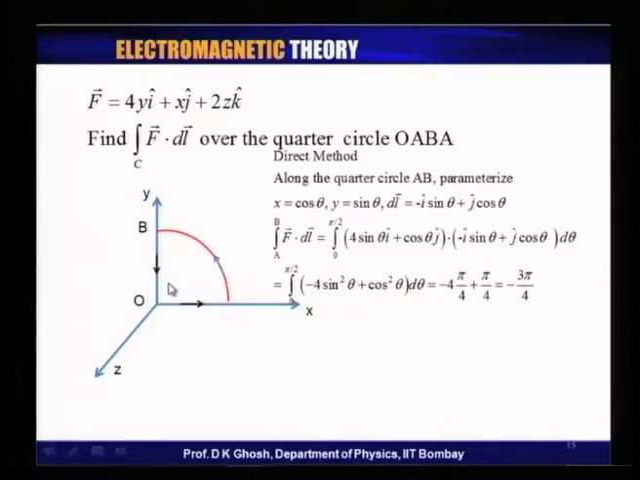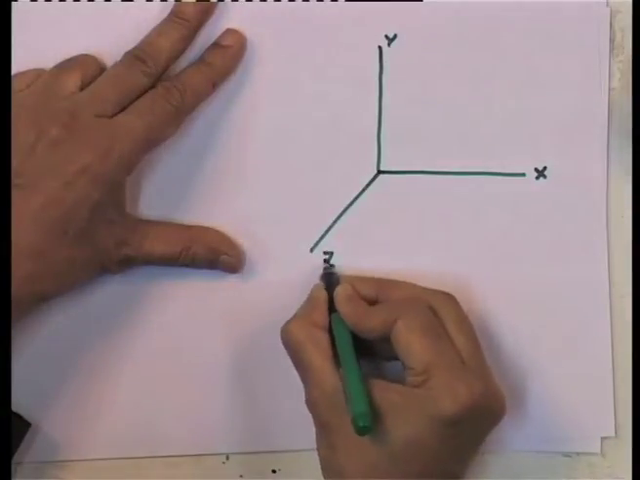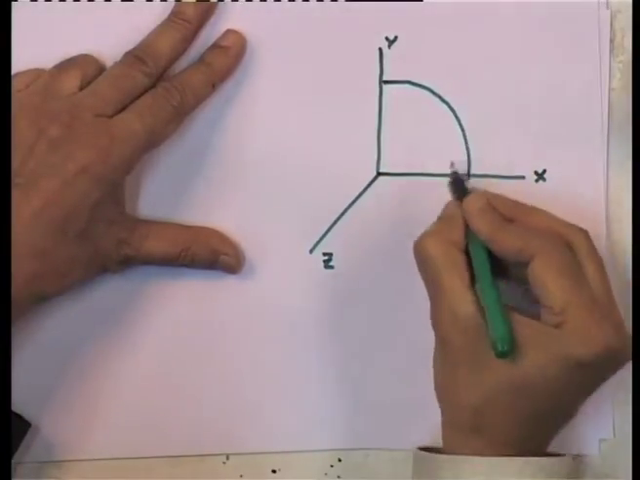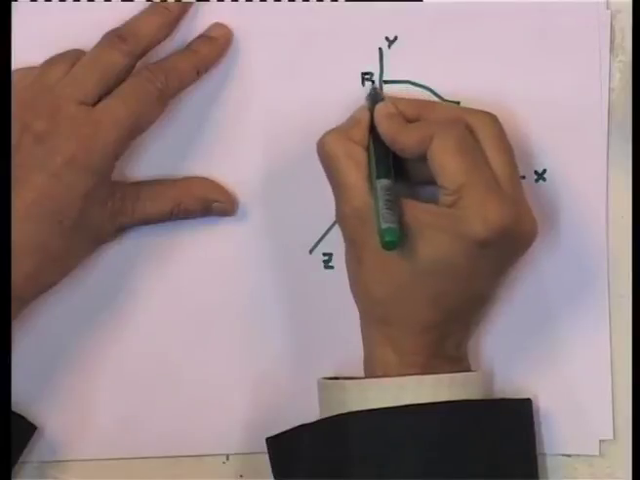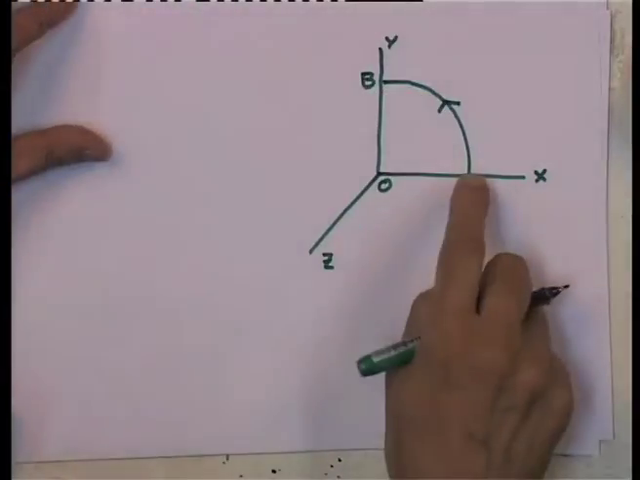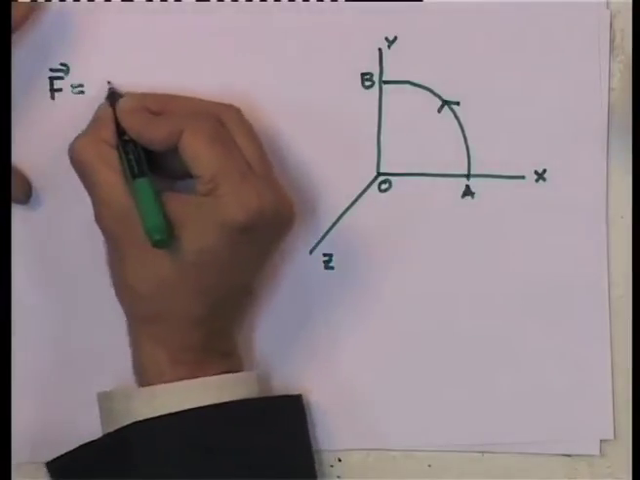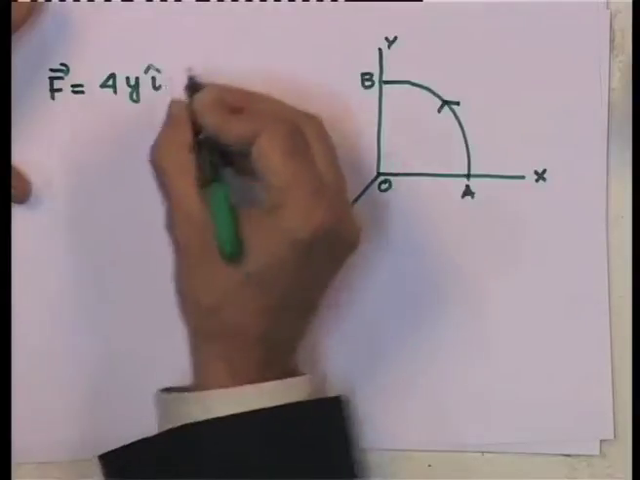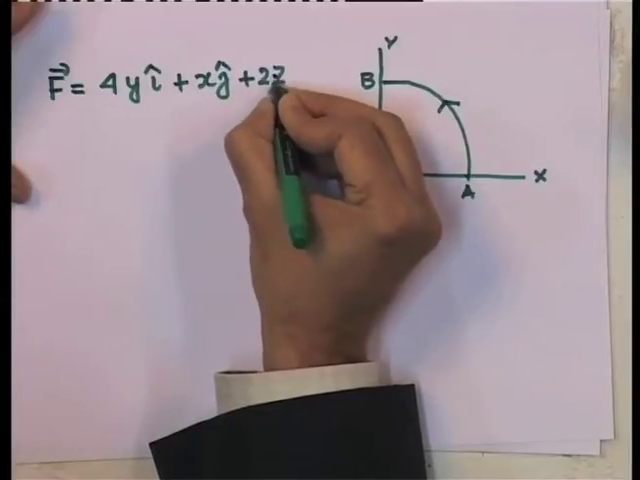So, the only thing that I have to actually worry about is to compute the line integral over the circle. Let us take it as a unit circle. So, this is O A B. Now, how do I calculate the line integral of f, which is 4 y i plus x j plus 2 z k?